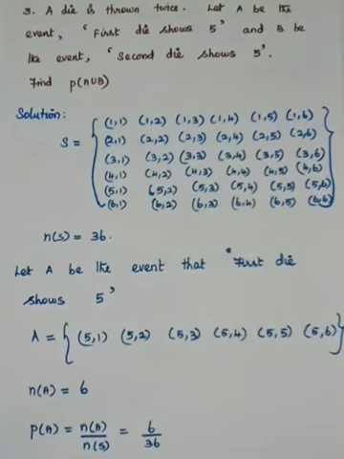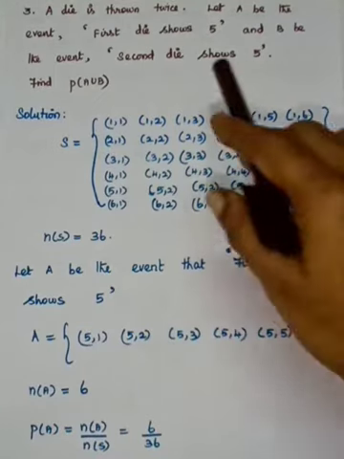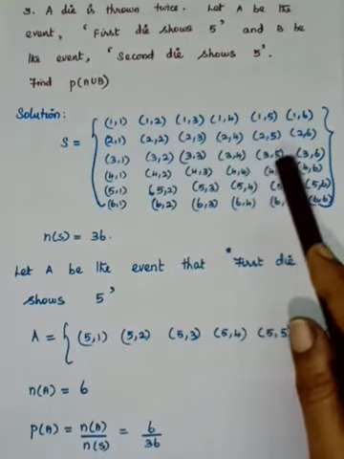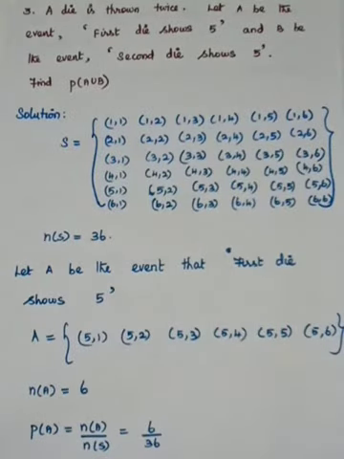And coming to the third problem, a die is thrown twice. Let A be the event first die shows 5. If the first die has 5, that is the A event. And B be the event that second die shows 5. If the second die has the number 5, that is the B event. Find A union B.